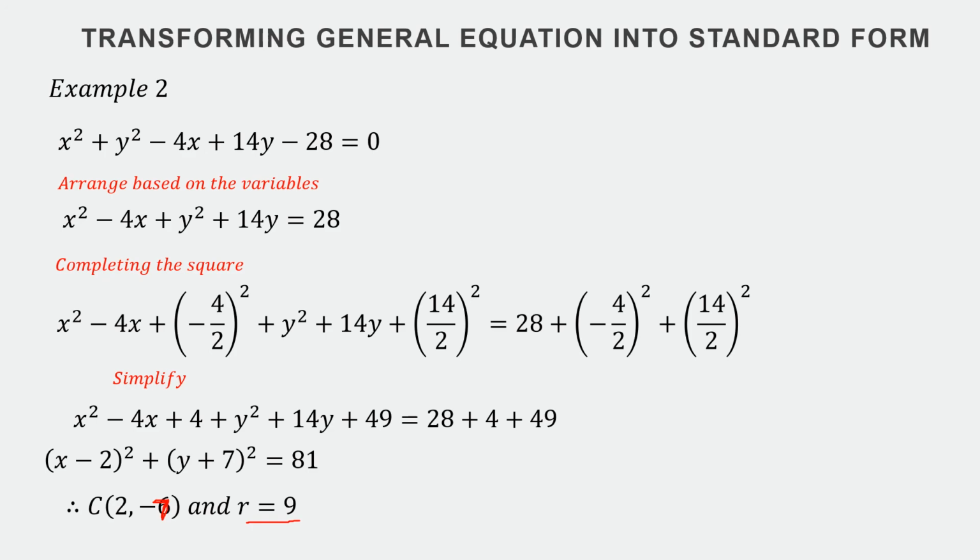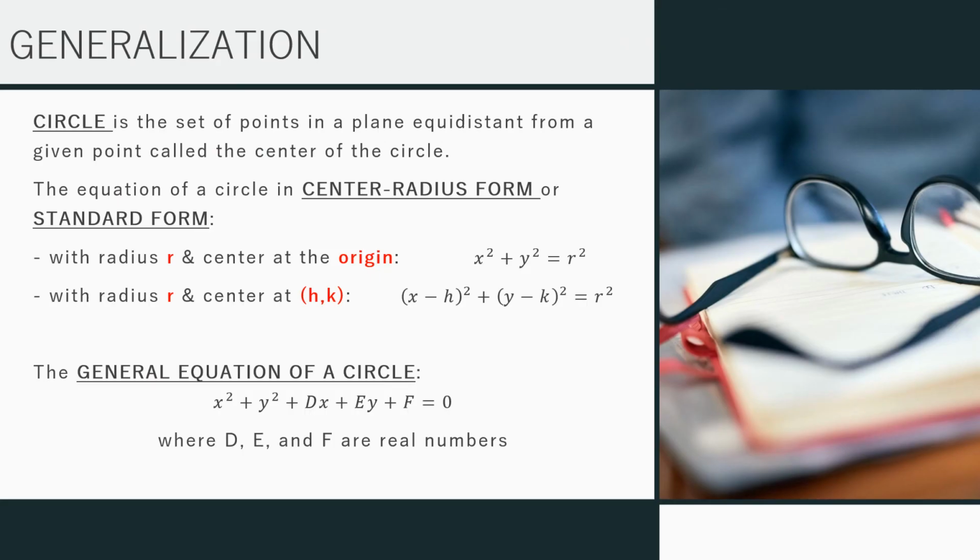Okay. So to sum it up or to generalize, a circle, we all know, is the set of points in a plane equidistant from a given point called the center of the circle. The equation of a circle is in center-radius form. Ayan siya, guys. As we discussed. And when the center is not at the origin, the general equation, ayan siya, where D, E, and F are real numbers.